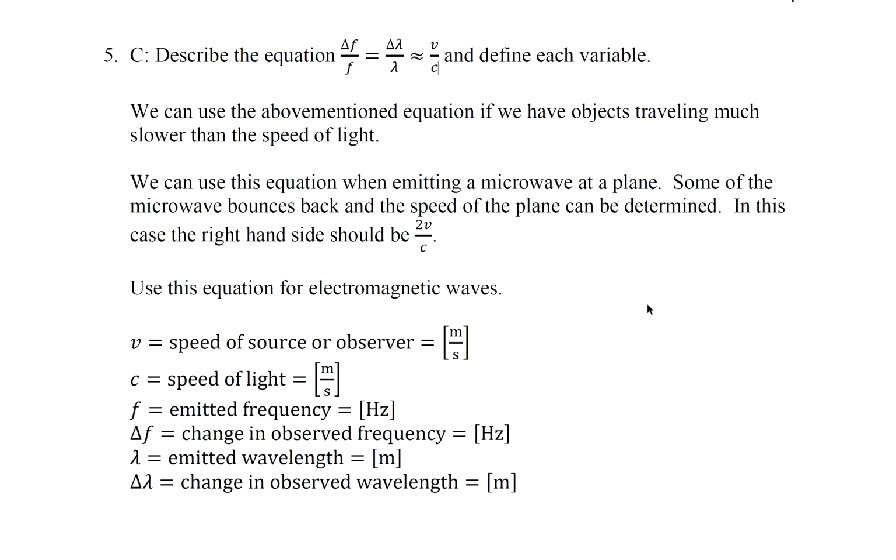So v is the speed of source or observer, c is the speed of light, f is the emitted frequency, delta f is a change in observed frequency. Lambda is the emitted wavelength, and delta lambda is a change in observed wavelength.